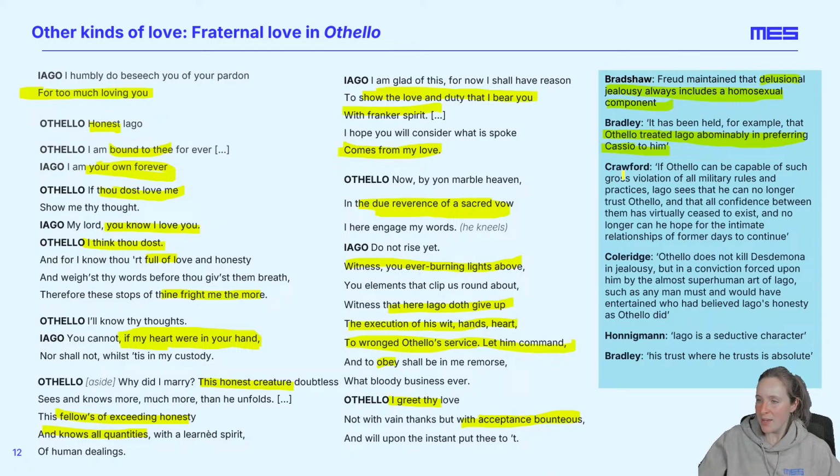Crawford says if Othello can be capable of such gross violations of all military rules and practices, Iago sees that he can no longer trust Othello and that all confidence between them has virtually ceased to exist, and that no longer can he hope for the intimate relationship of former days to continue. So, in other words, Othello, in choosing Cassio over Iago, has done something terrible to Iago in terms of military rules, but also in terms of their friendship. He's betrayed him, in other words.